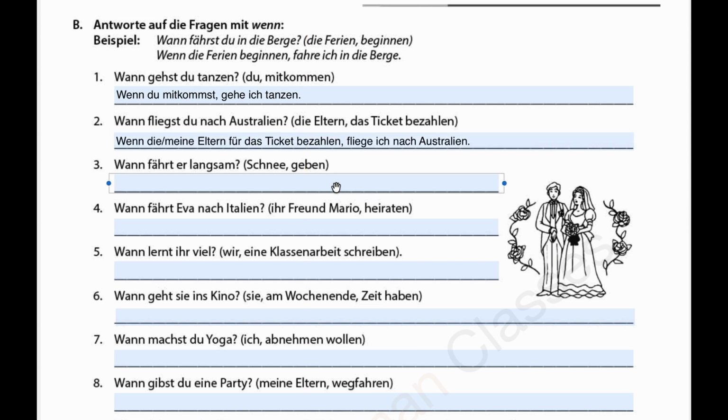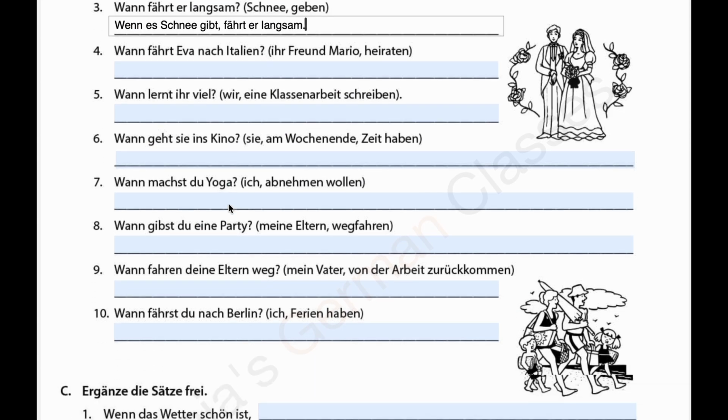Next question is, wann fährt er langsam? So when does he drive slowly? Schnee geben. It means when there is snow. Clear? So wenn es Schnee gibt, again the conjugation of geben according to es is gibt. Now don't get confused, where are we getting this es from or these things from. This again you need to apply some understanding, right? So wenn es Schnee gibt, when there is snow, fährt er langsam. He drives slowly. So similarly you can do the rest.